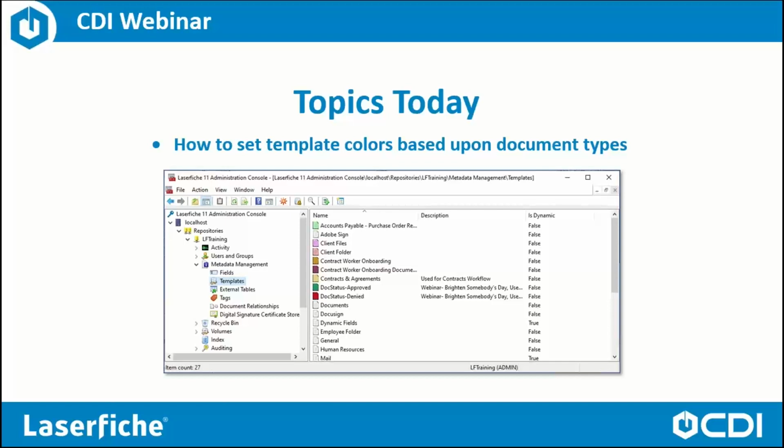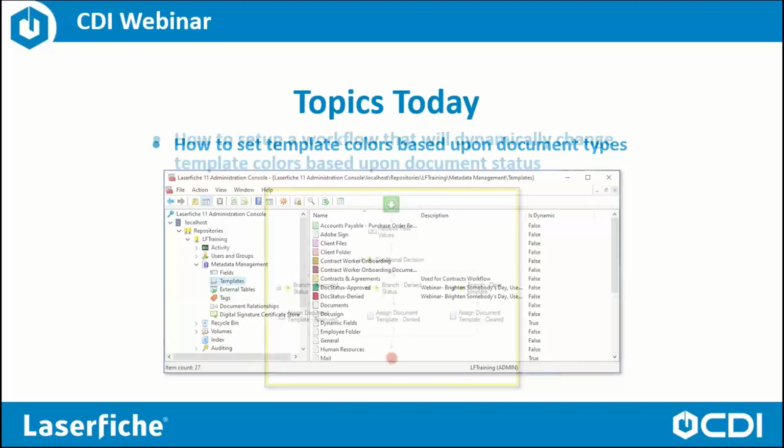So our first topic is how to set template colors based upon document types. In order to do this, you'll want to have access to the Laserfiche administration console, whether it be the Windows version or the web version of the admin console. In the web version, they call it the web management console, but the same concepts apply. We'll go to the templates area and we'll create our templates, and we'll talk about the details about that in just a moment.